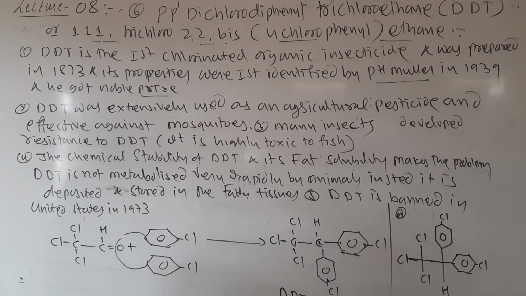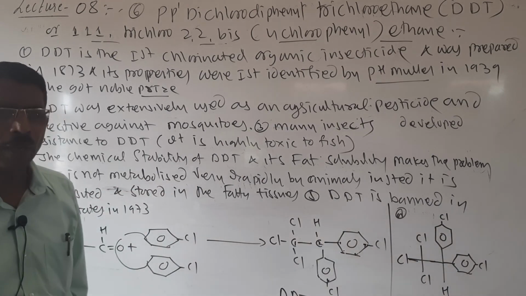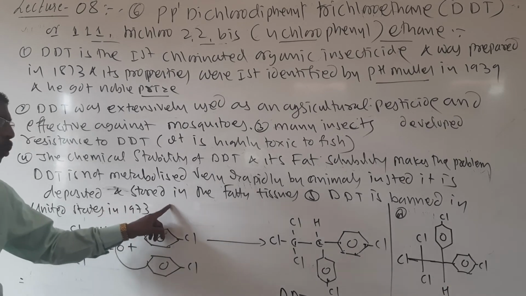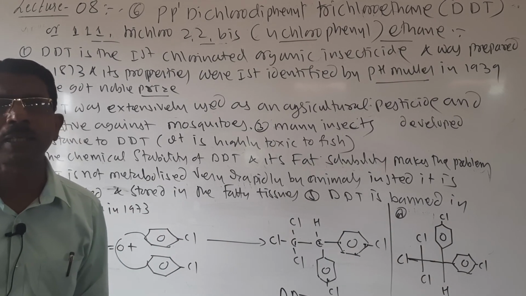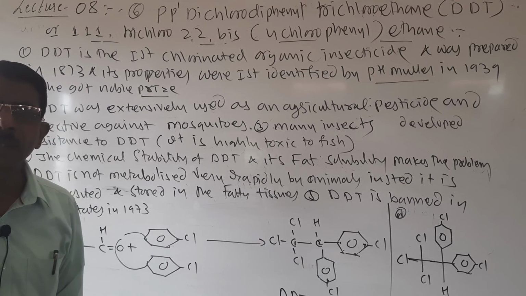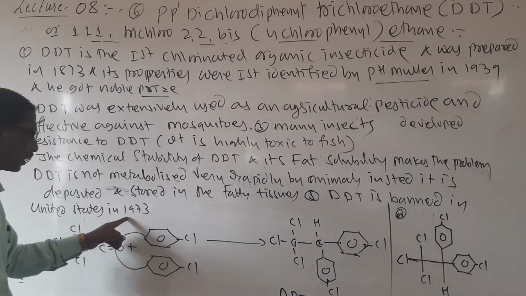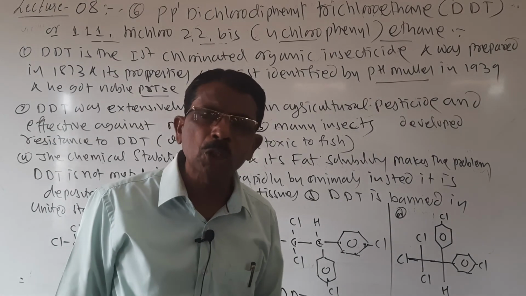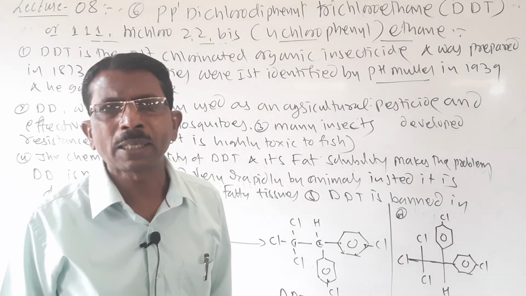The chemical stability of DDT and its fat solubility make the problem, and DDT is not metabolized very rapidly by animals. Instead, it is deposited and stored in the fatty tissues. Due to this reason, it causes cancer in animals. DDT was banned in the United States in 1973, but many countries, in India also, are still using DDT. It is banned only in the United States.